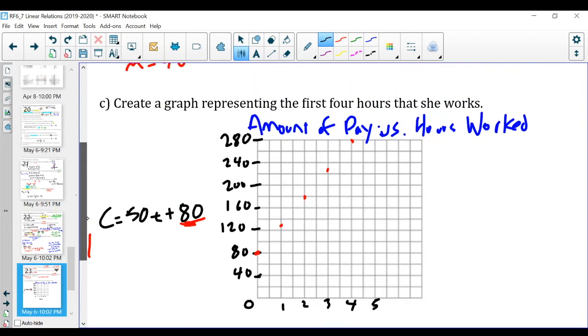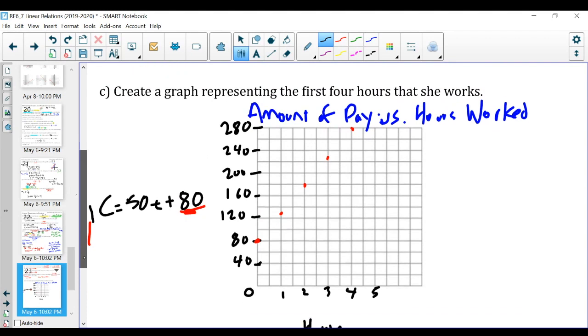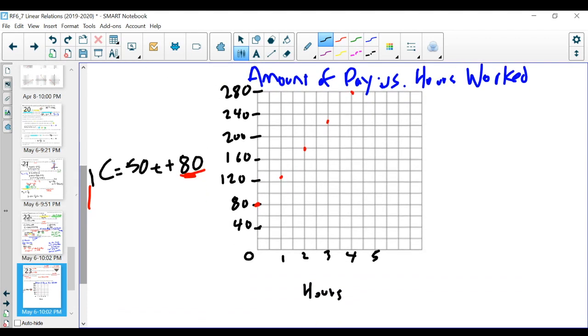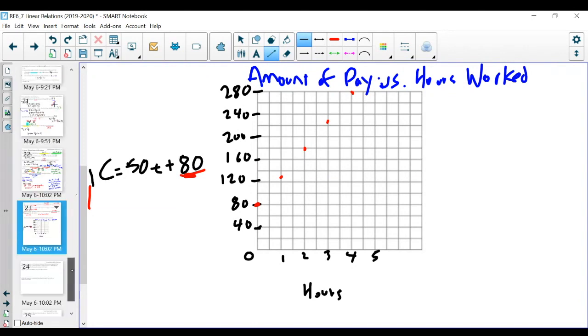So this is a graph that represents the first 4 hours that she works. And we can connect those with a straight line if we'd like. It just really depends if she's going to charge fully by the hour or if she's going to charge per 10 minutes, per half hour. Generally, we can just represent these using a straight line as well.